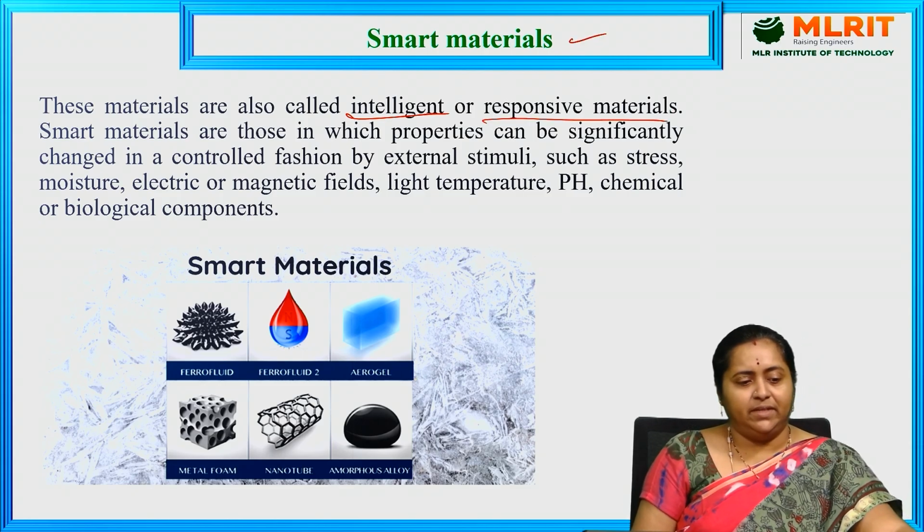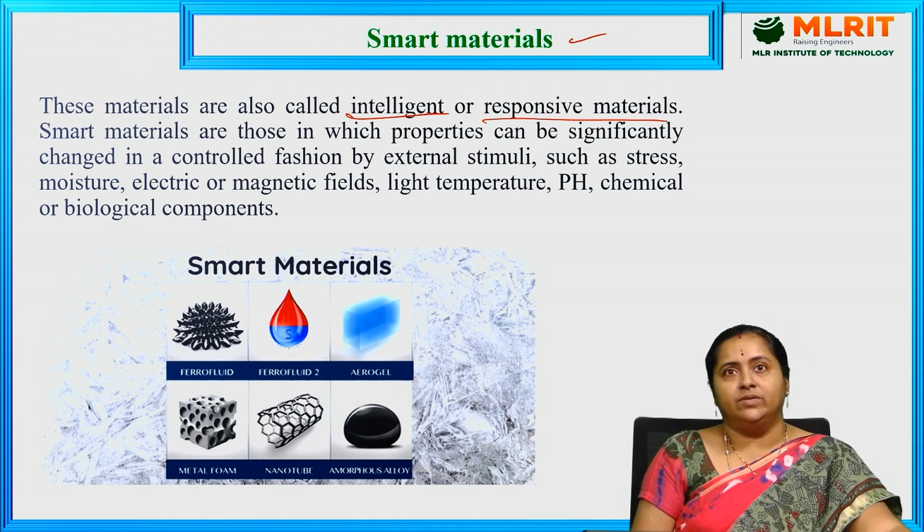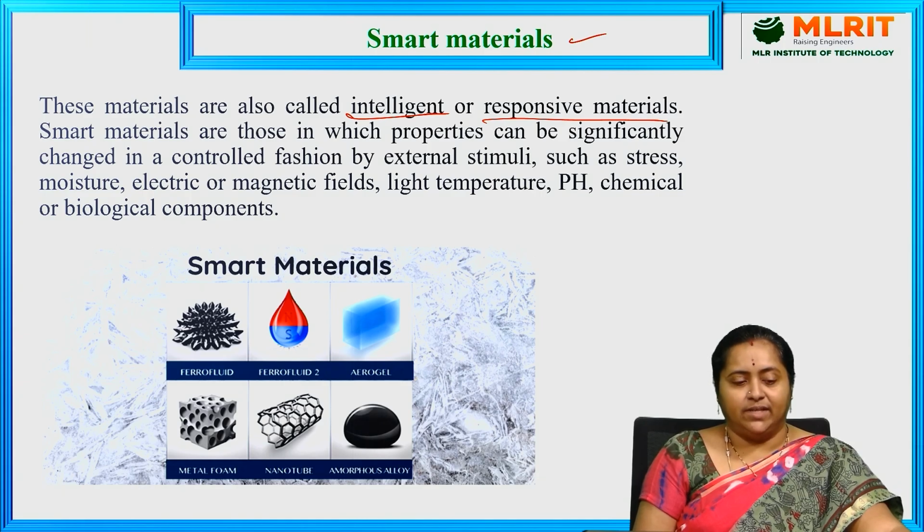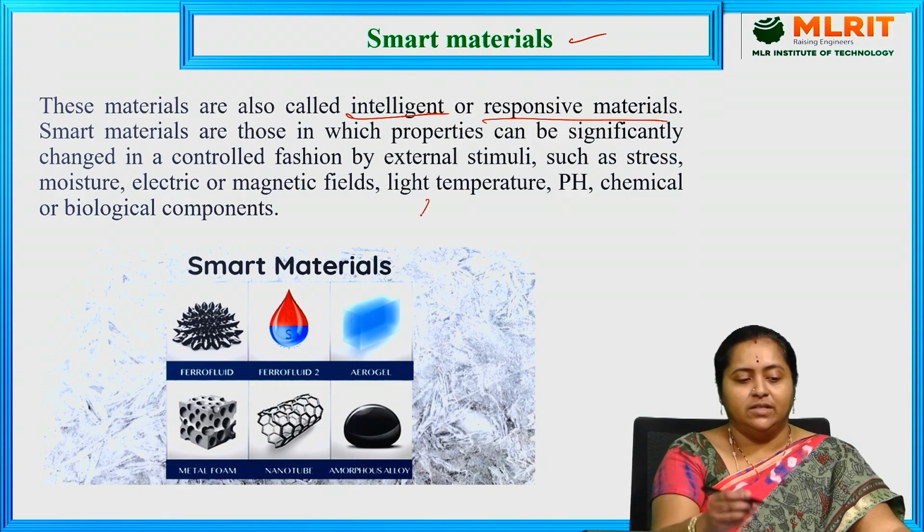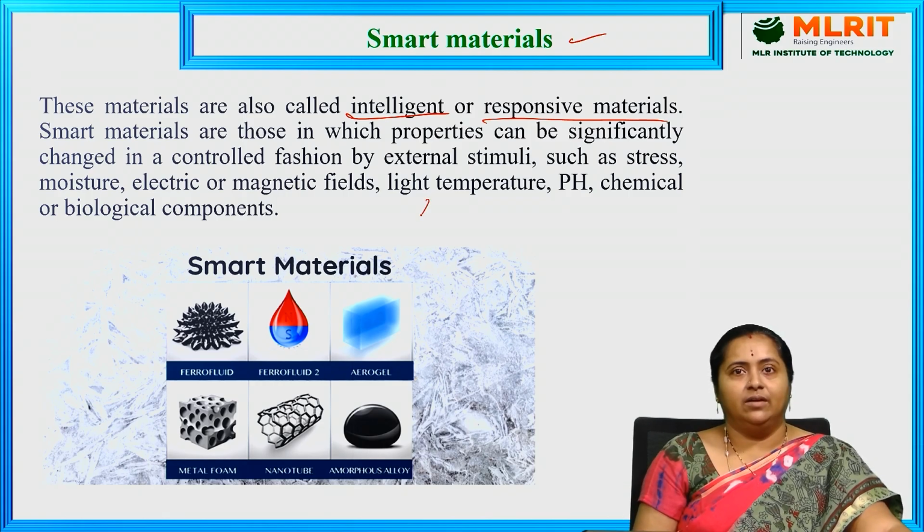So, smart materials are defined as those in which properties can be significantly changed in a controlled fashion by applying external stimuli like stress, moisture, electric or magnetic field, light, temperature, pH, and chemical or biological components.